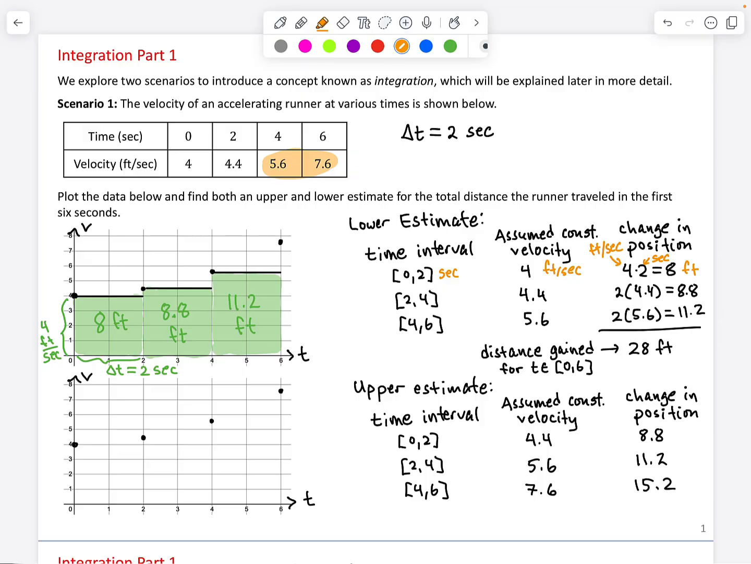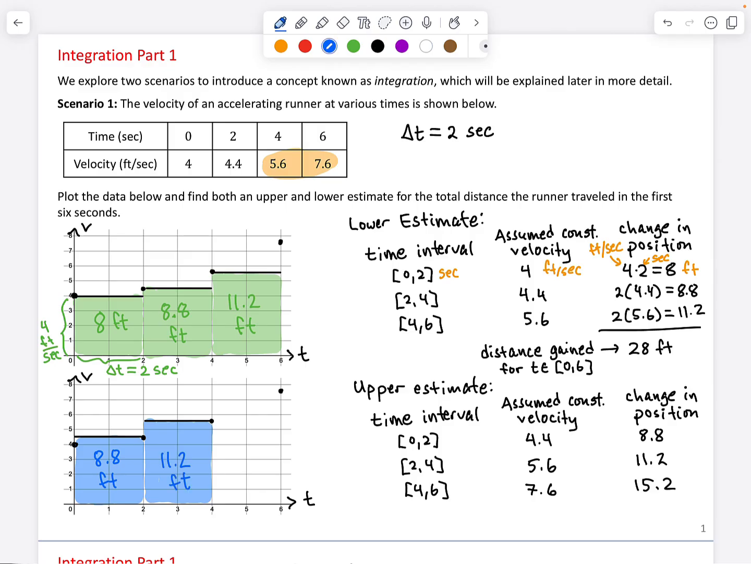15.2. Graphically, for the first time interval, we looked at the 2 speeds, one at the left, one at the right, and we assumed the greater one, which is the one on the right, and we retroactively assumed it was the constant speed for that whole first time interval. And multiplying that velocity times the 2 seconds, we get 8.8 as the area, but measured in feet. Second time interval, we assumed the right velocity, because it was greater, was the constant velocity for that time interval. And calculating this area, we got 11.2 feet.